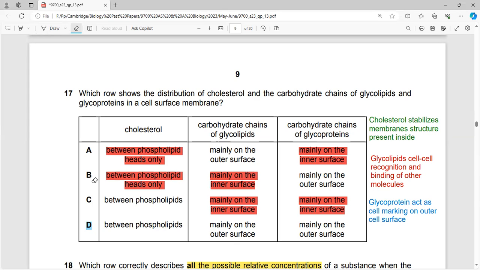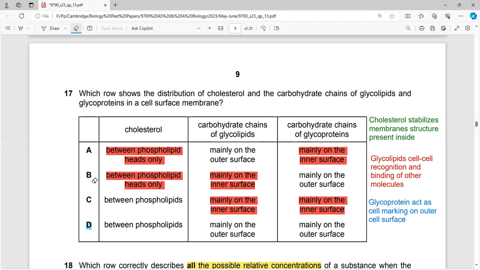The glycoprotein and glycolipid, when the carbohydrate is linking with the lipid head or protein, are present on the surface, and mostly on the exterior or outer surface. Why? Because it is making a cell-to-cell recognition point. It's making a cell binding site to another molecule, meaning it's making a receptor, it's making an antigen. That's why these receptors, carriers and antigens are present on the outer surface of the membrane.